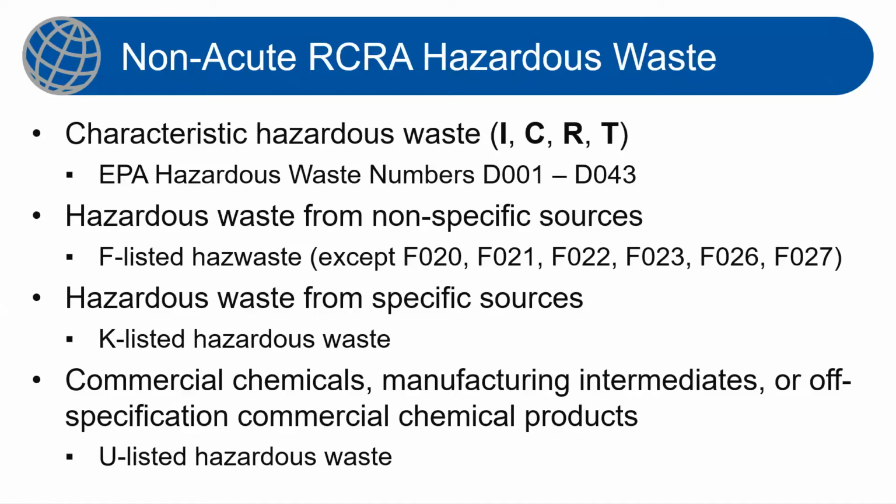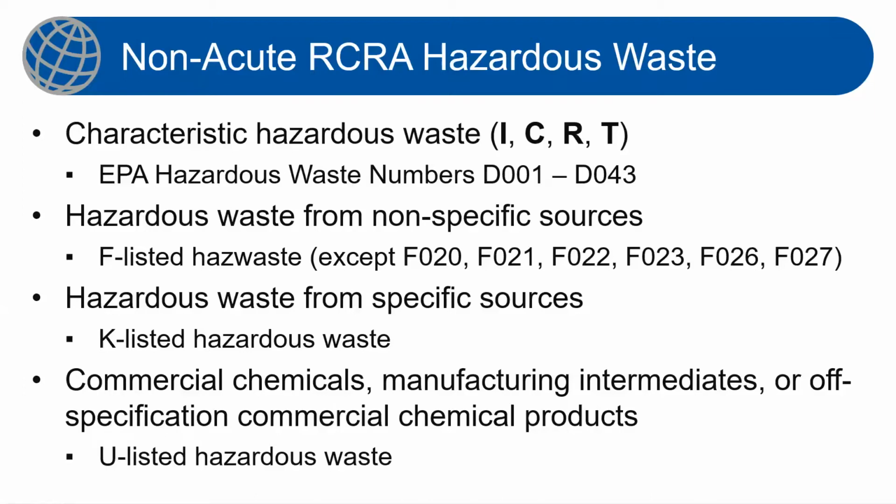Now, in regards to our 3 lists, F, K, and U, our F-listed wastes are spent waste from non-specific sources. Any of the F-listed wastes, those spent wastes from non-specific sources, with the exception of waste assigned EPA hazardous waste number F020, F021, F022, F023, F026, and F027, are considered to be non-acute RCRA hazardous waste.